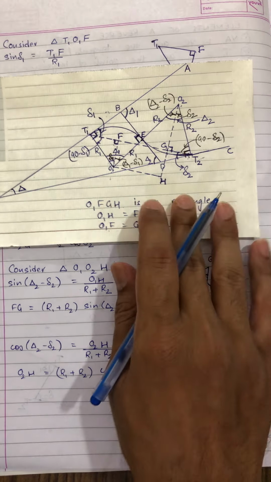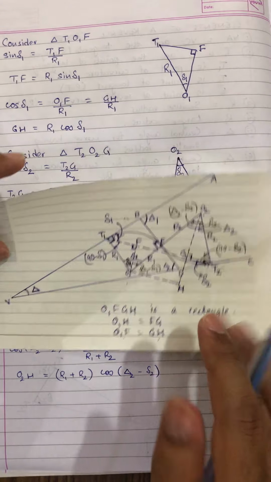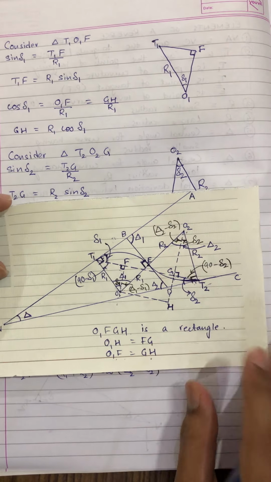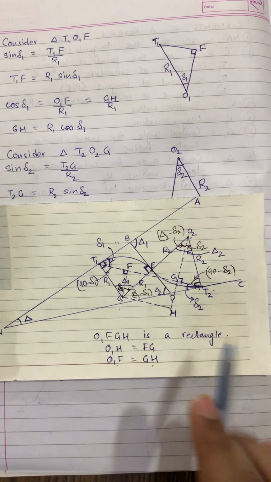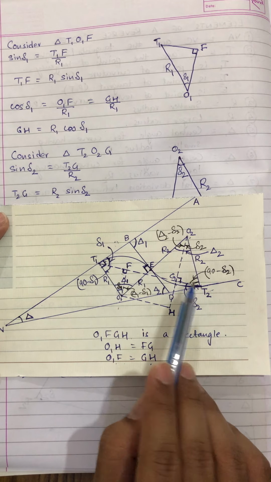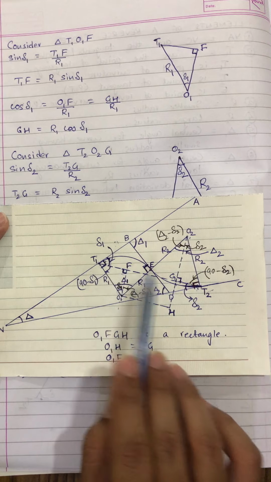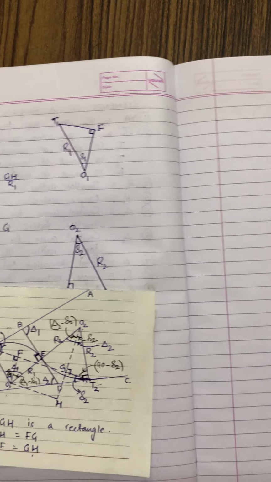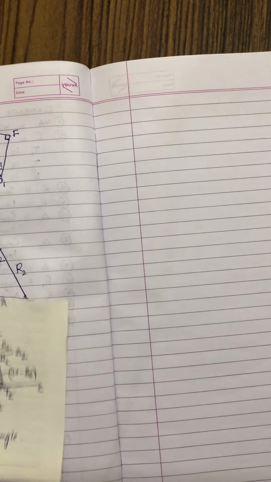Okay. So we considered these three triangles, and based on that, we found some formulas. Now we need to find the length T1T2, the length joining these two tangent points. So how would that be found out?